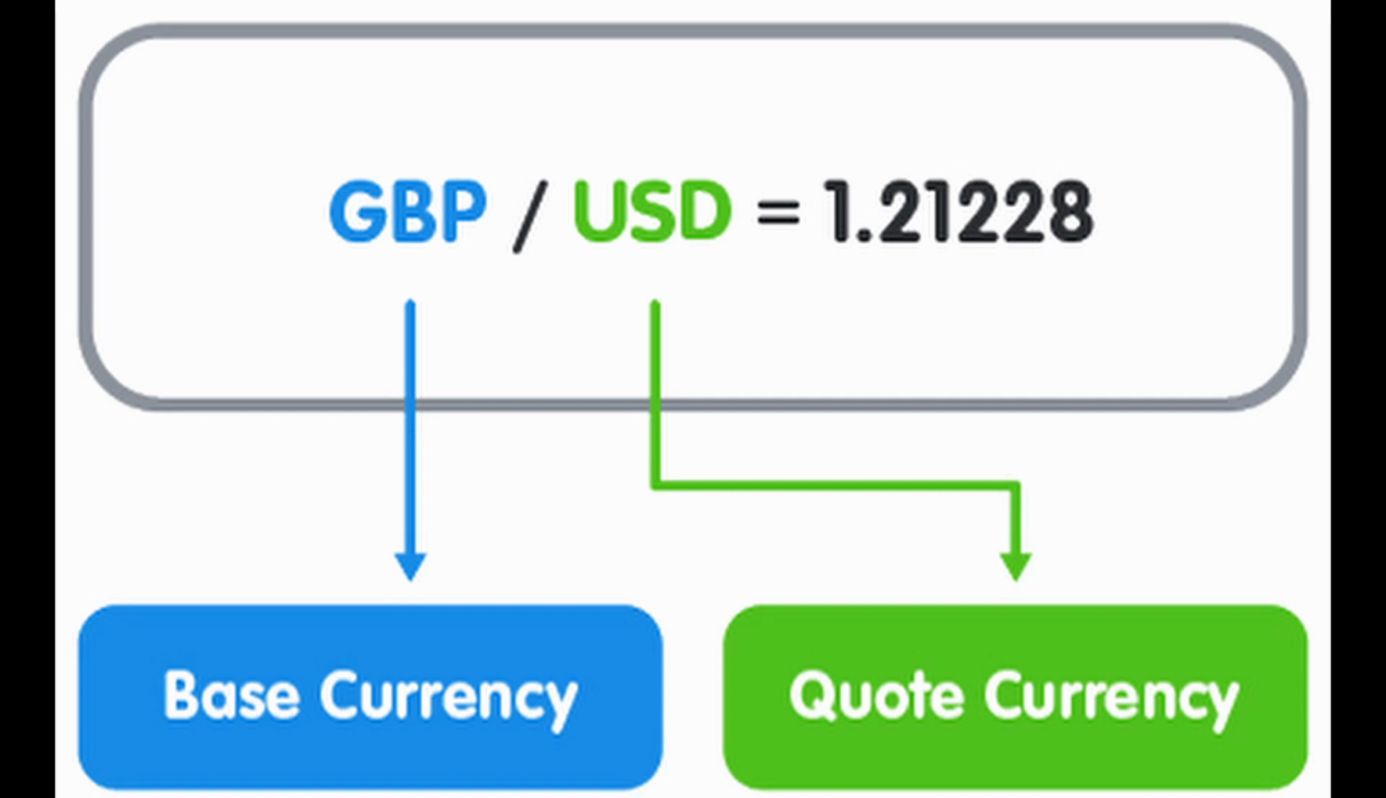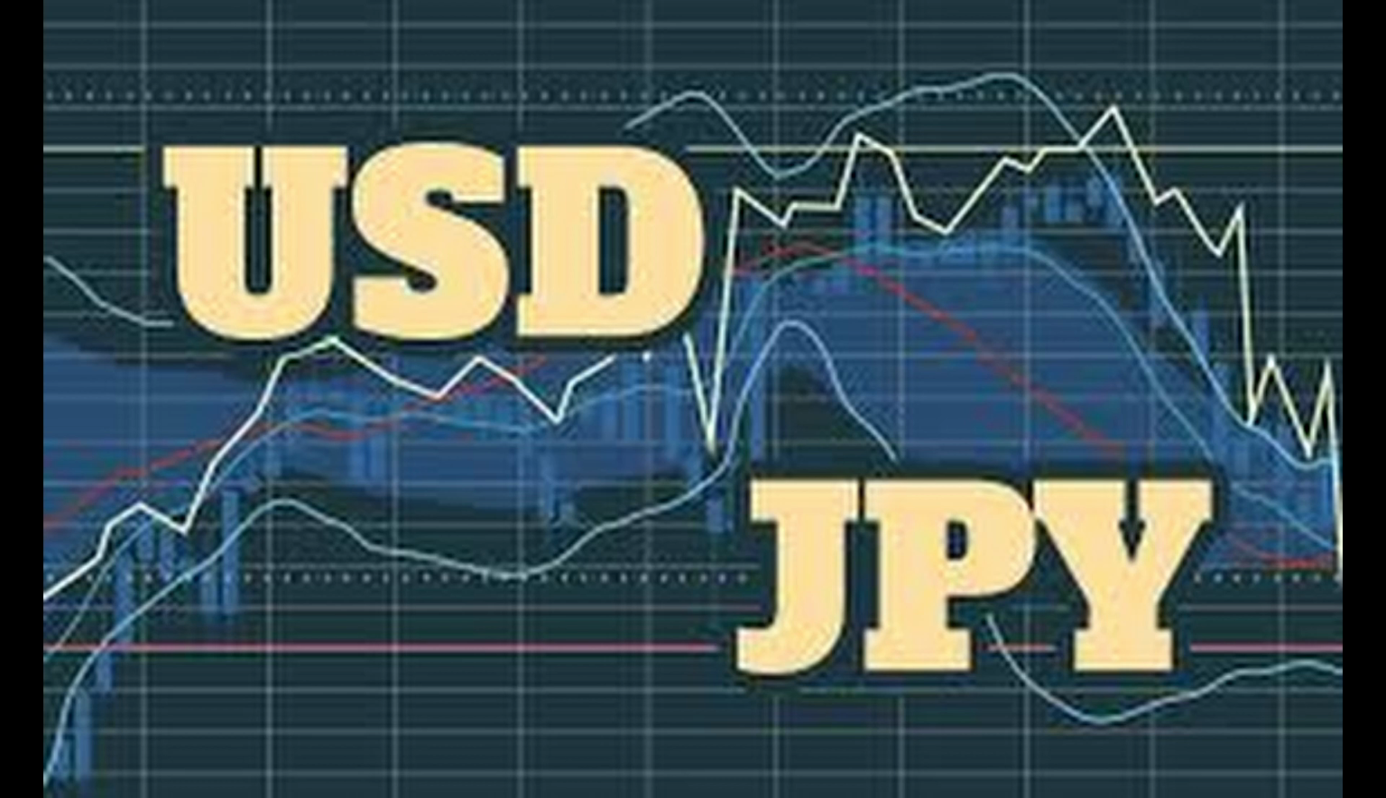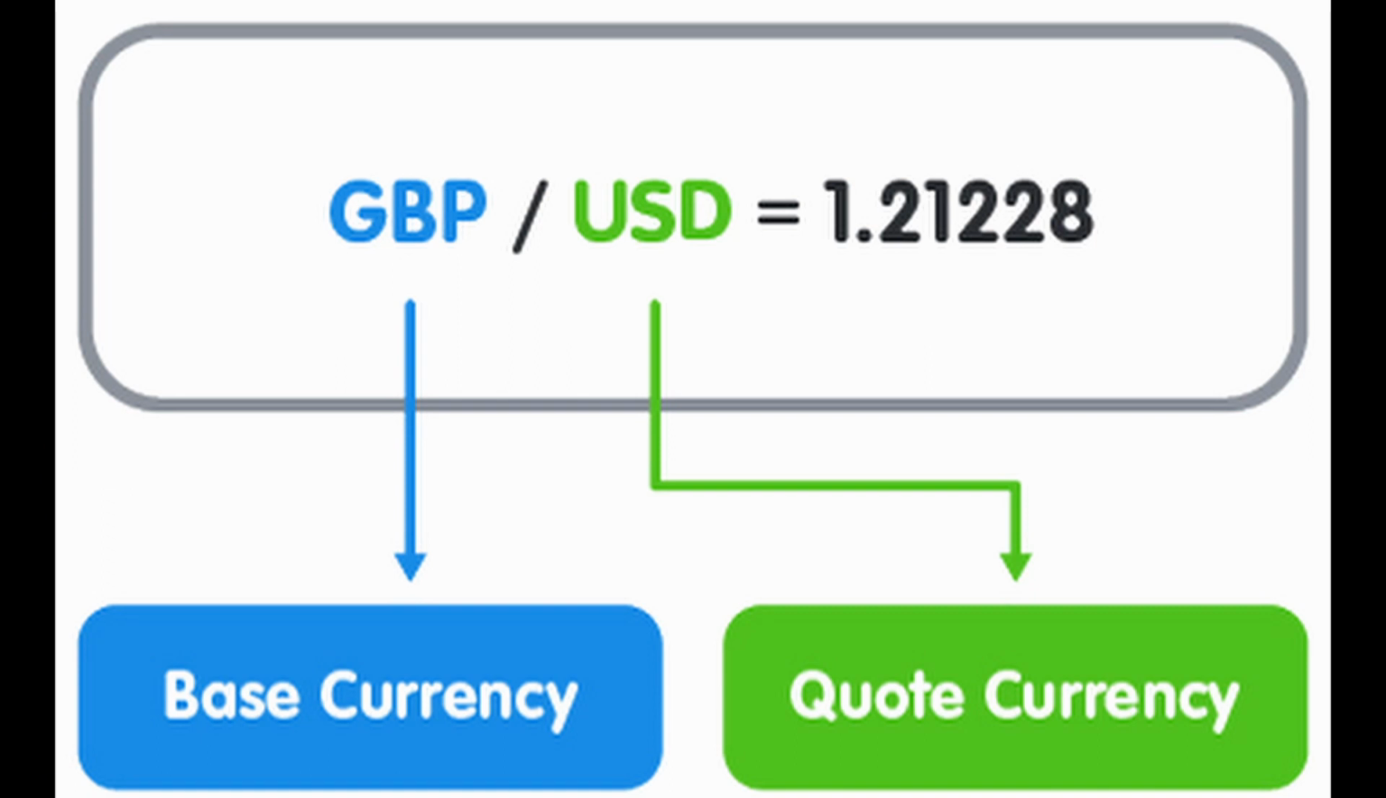How to read a Forex quote. Currencies are always quoted in pairs, such as pound sterling to US dollar or US dollar to Japanese yen. The reason they are quoted in pairs is that, in every foreign exchange transaction, you are simultaneously buying one currency and selling another. How do you know which currency you are buying and which you are selling? Excellent question. This is where the concepts of base and quote currencies come in.